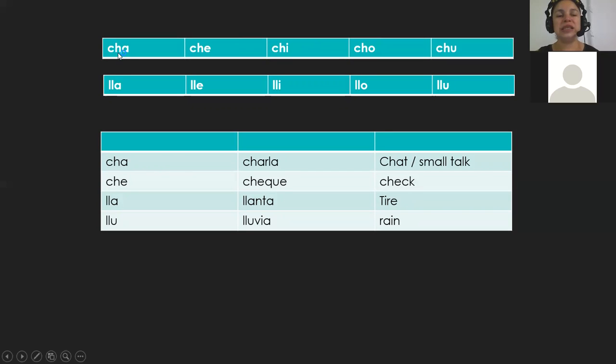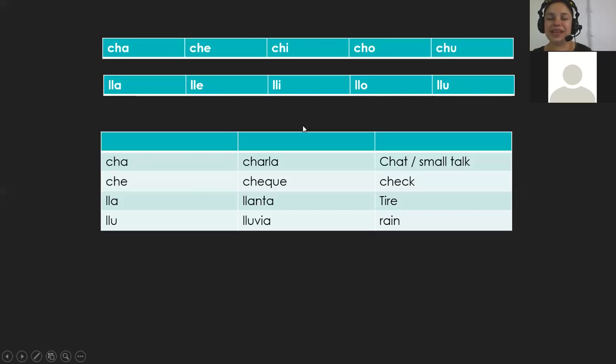If we put the C together with the H, the pronunciation will be cha. And we continue, che, chi, cho, chu. That is the C with the H. So if we continue with a double L, the two L's are pronounced like Y. So we have ya, ye, yi, yo, yu.